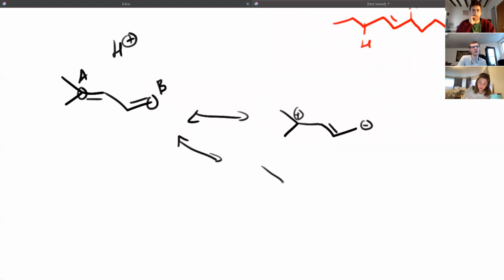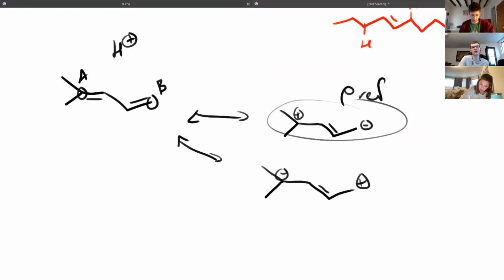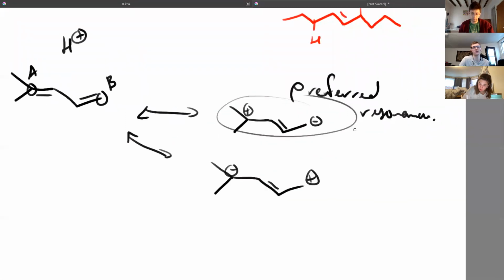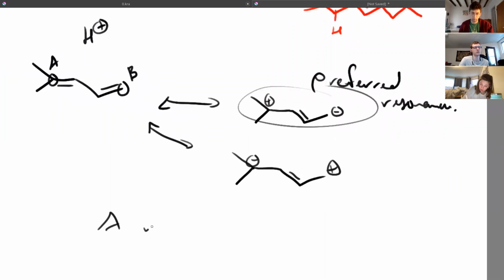If we move the electrons the other way, then this negative charge will be really unfavorable and this positive charge will be really unfavorable. So this is the preferred resonance. And so that means that A is going to be more positive. So we're really looking for carbocation stability in terms of resonance. Yeah, that makes sense.